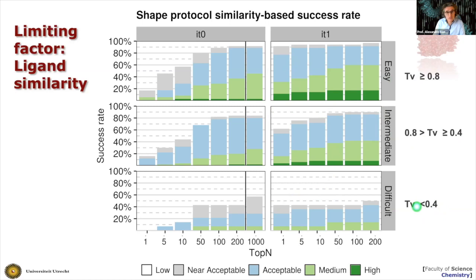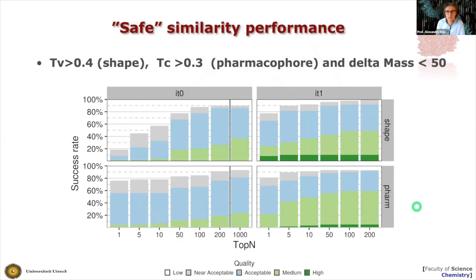So based on this analysis and some more analysis that we did, we came up with what we defined as the safe similarity performance. So if you are meeting those criteria, then this approach should deliver pretty high quality models. So in case of the shape-based protocol, we need a similarity in terms of Tversky coefficient of at least 0.4. If we do the pharmacophore-based modeling, we need 0.3. This is the Tanimoto coefficient in that case. And if the difference in mass between the template that you identified from the PDB and the ligand that you want to dock is less than 50 atomic units, then you are in a safe region. And this is what is represented here. So again, here you see top 5 or top 10 performance of both the shape-based and the pharmacophore-based, which reach 90% near native and close to 80 percent within acceptable quality in the top 10. So this is working very well.